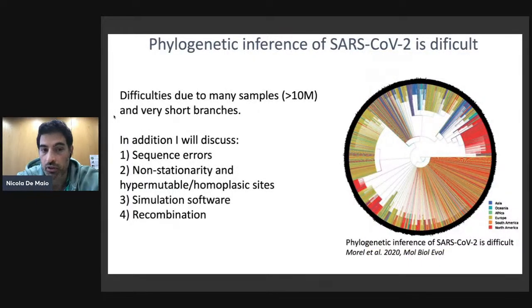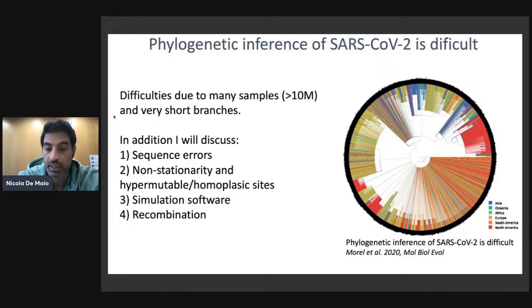And when it comes to phylogenetics, that's not the only complication. For example, there's this nice paper by Morel and colleagues saying phylogenetics of SARS-CoV-2 is difficult. And it's not just because there are many samples. At the beginning, they only had like 8,000 samples, but they already were having problems. The other issue is that branch lengths are short, so many branches will have no mutations on them. Maybe most branches will have no mutations on them. So a lot of the phylogeny is actually not identifiable. And also some of the tools we're used to, like bootstrap, are not going to work so well.